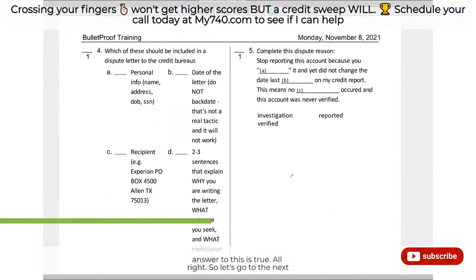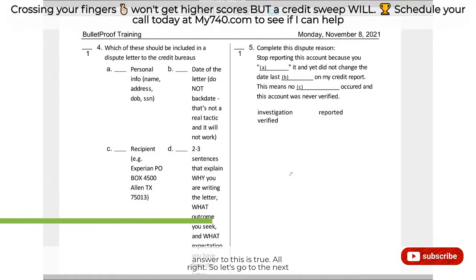All right. So let's go to the next one, number 4. Which of these should be included in a dispute letter to the credit bureaus? And guess what? It is going to be all of them. Personal information, name, address, date of birth, social, date of the letter, and do not backdate. That is not a real tactic, and it will not work.